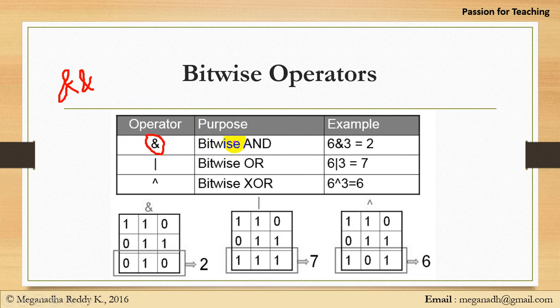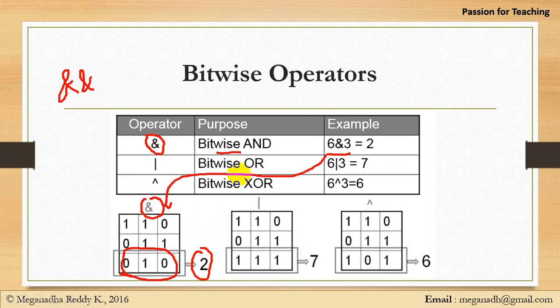Okay, so bitwise AND, let's take for example 6 and 3. What you have to do is convert 6 to binary, that's 110, and convert 3 to binary, that's 001. Now 0 is false, 1 is true. AND operator means both should be true. So in this case, 1 and 0 is 0, 1 and 1 is 1, 0 and 1 is 0. And the result you have to convert from binary to decimal. That is the answer.